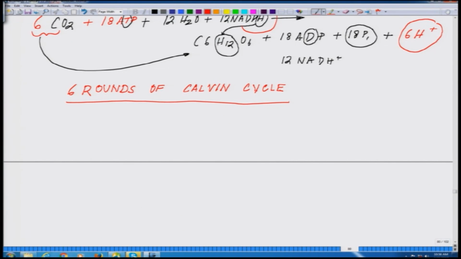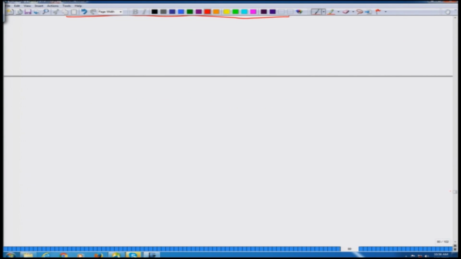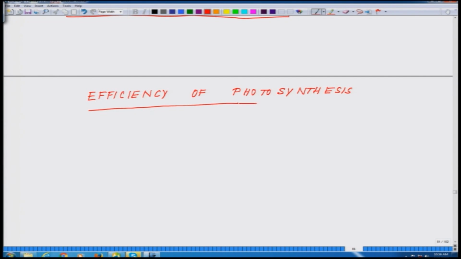Now I will add 2-3 more things before I conclude this part: what is the efficiency of photosynthesis and how it is being evaluated. This will be very relevant to our next topic, where we will be talking about the C3 and C4 plants and how the rubisco oxygenase activity is being countered in high temperature, where photorespiration increases.